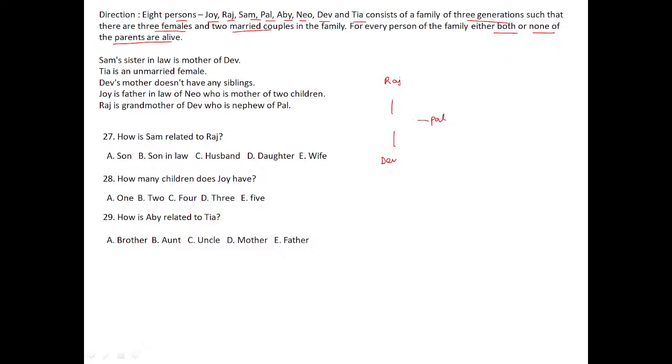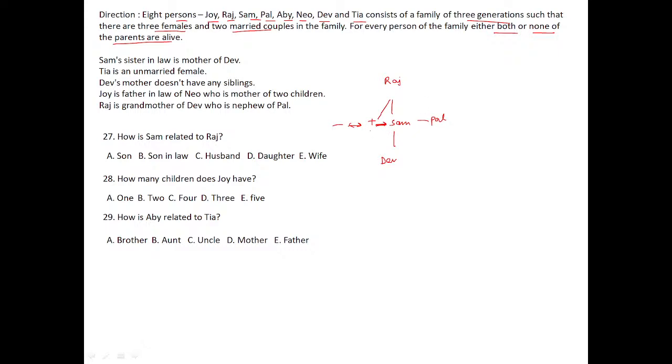Sam's sister-in-law is mother of Dev. So Sam's sister-in-law, here is someone. So this is sister-in-law, right? So Sam has another brother here, or maybe we don't know whether Paul is brother or sister. Dev's mother does not have any sibling, right? Joy is father-in-law of Neo, who is the mother of 2 children.